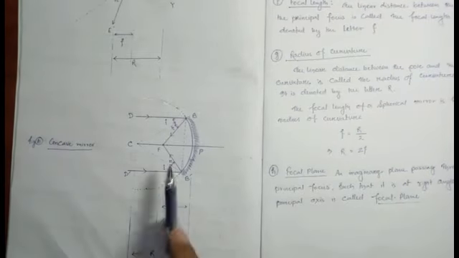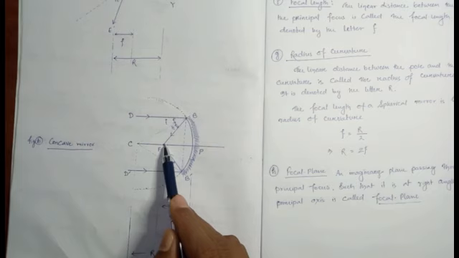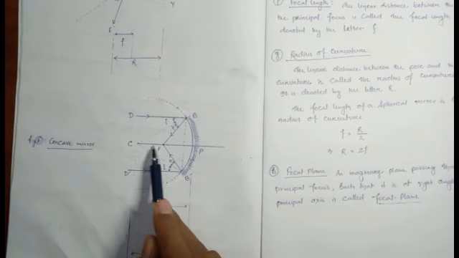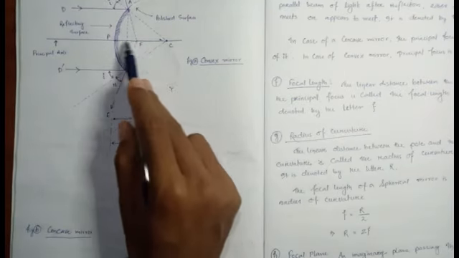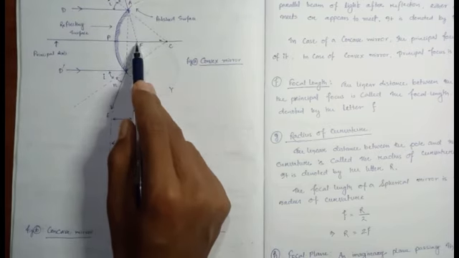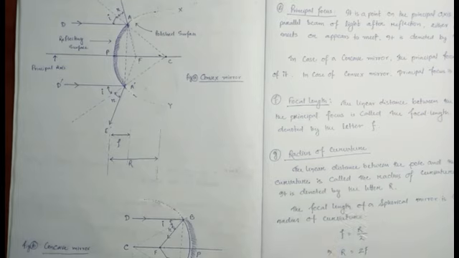So this is your concave mirror. You can see this F is called what? Principal focus, and this focus is lying in front of the concave mirror. Okay, and in this figure this point F is lying behind the mirror. In case of convex mirror, the principal focus is lying behind the mirror.